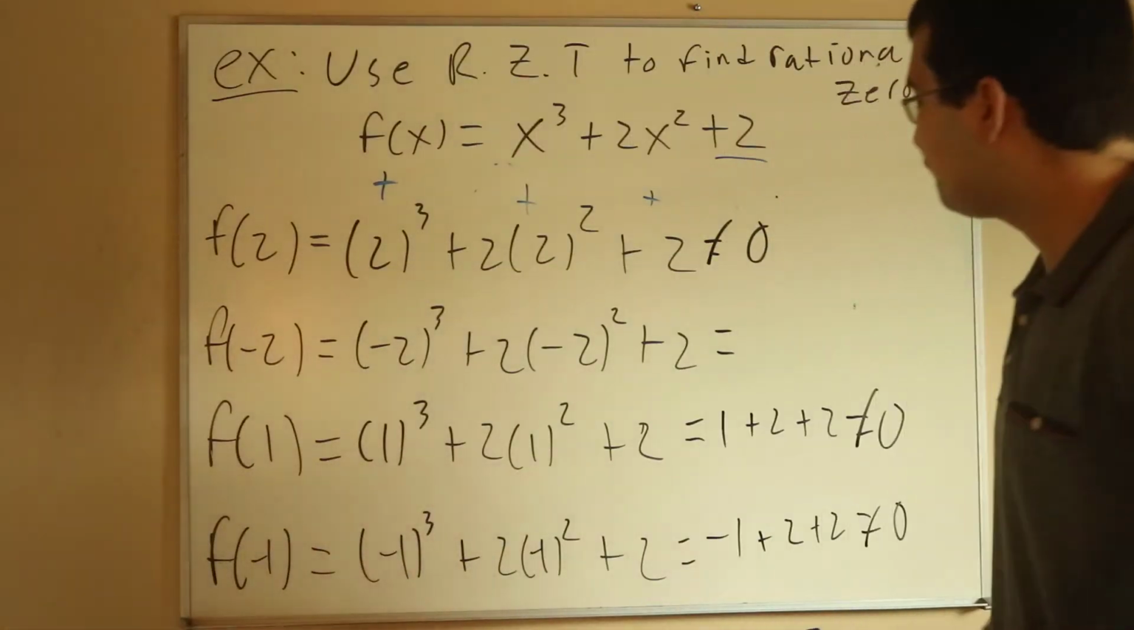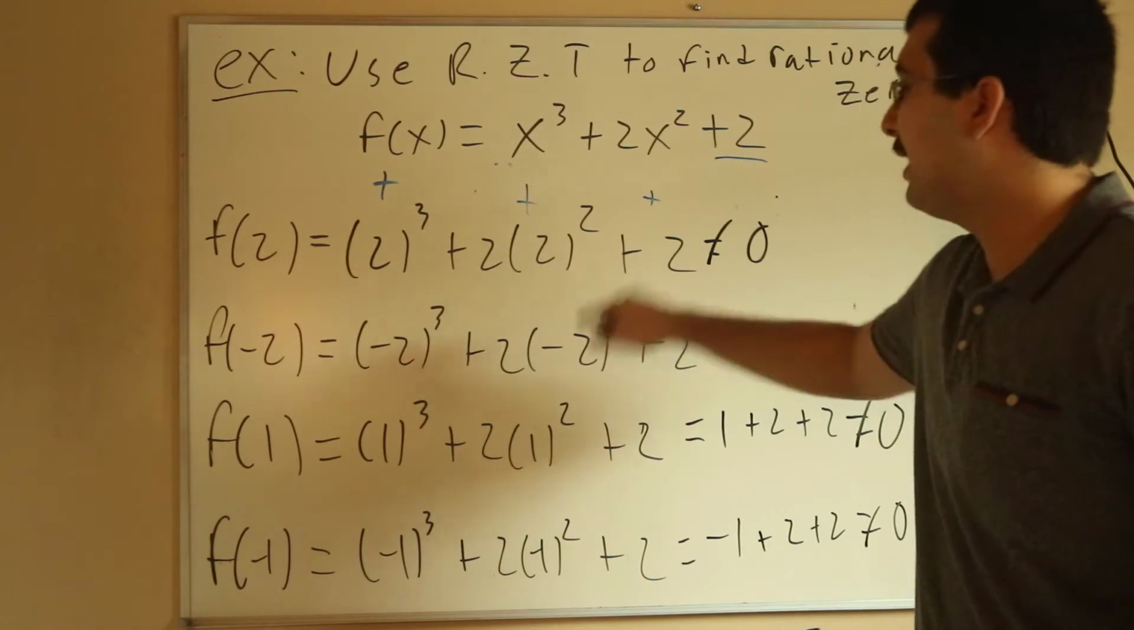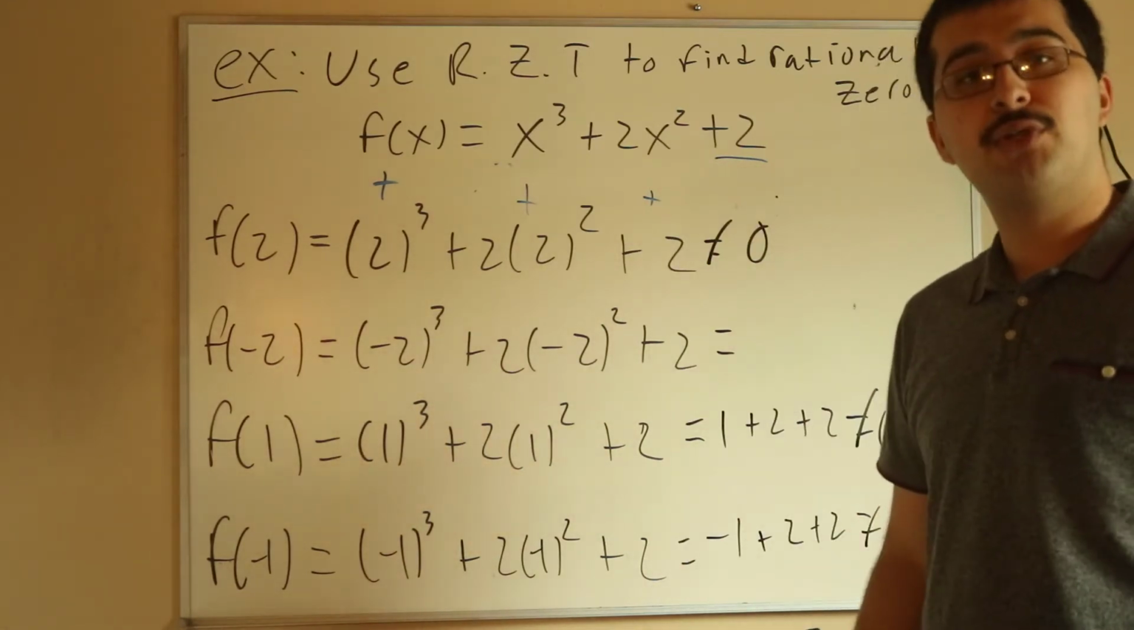Similarly for this problem, all right, I'm going to have 2 times negative 2 squared. Negative 2 squared is going to produce a positive number.